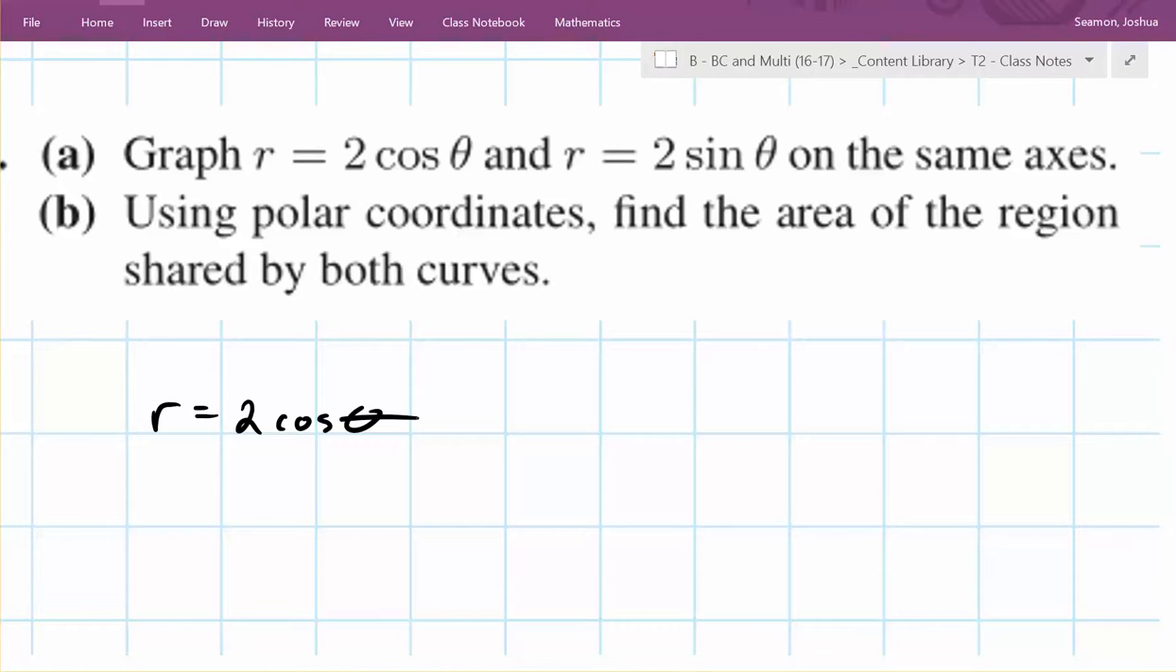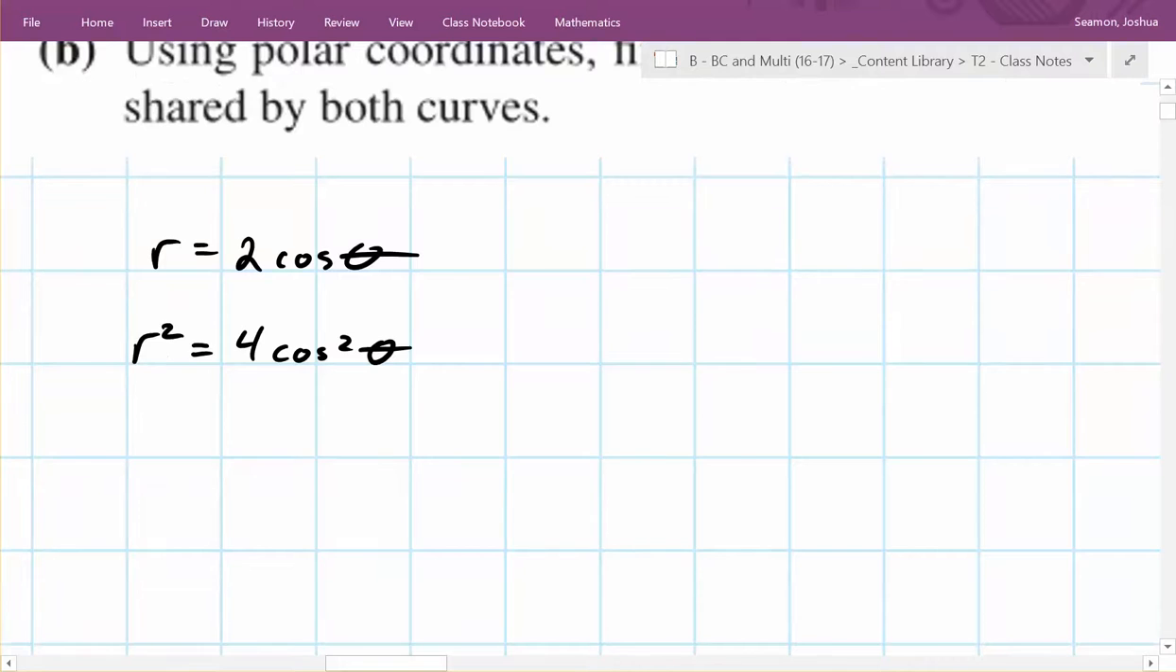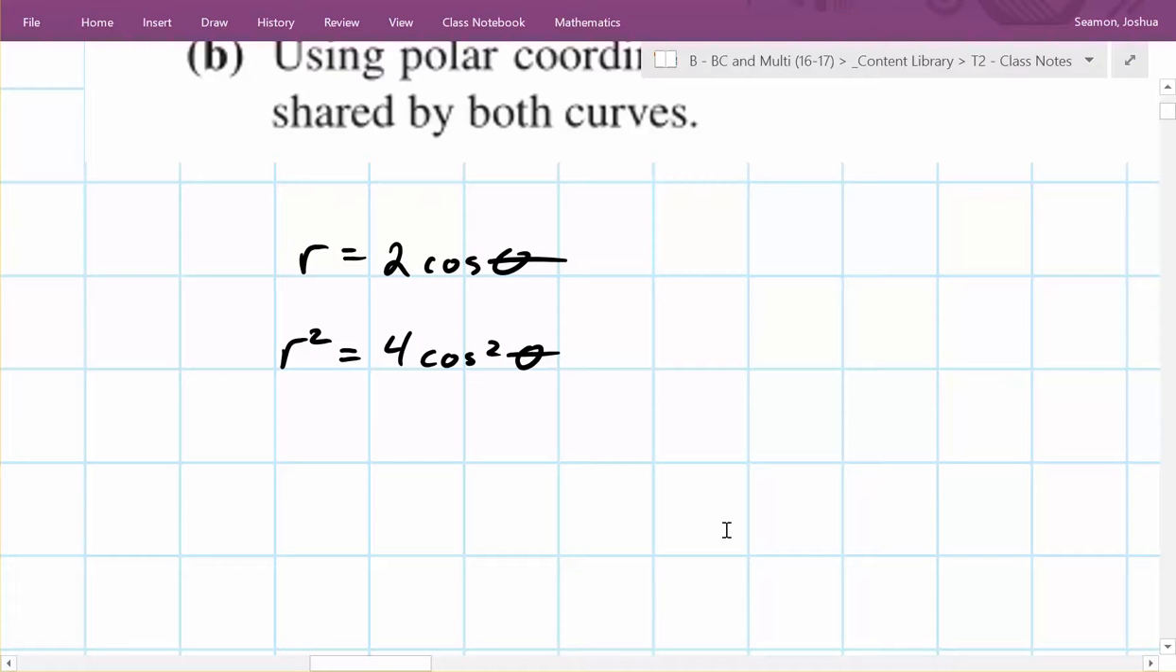So what do I do here? Anybody, what's one concrete step I could do algebraically? How do I turn this into the equation of a circle? Square it? Okay, so I get r squared is equal to 4 cosine squared theta. What is r squared? That's not in Cartesian. I'm asking you effectively, how do I convert this to Cartesian coordinates?